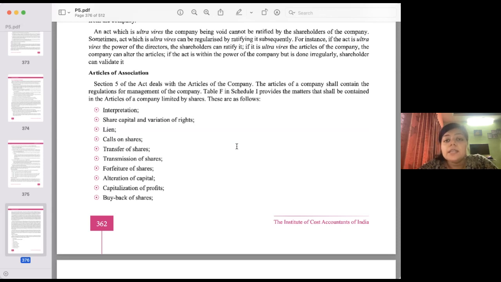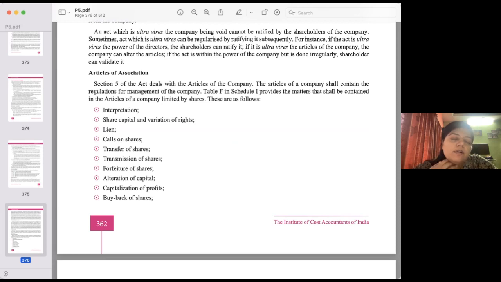So transmission is where, if I die, what happens to the shares that I own? In such cases, will the shares be given to my son? What happens to the rights that I had with respect to those shares when I was a part of that company and no longer am a part of the company? Now my son happens to be a part of the company. So transmission is a concept that we will be encountering a little later.